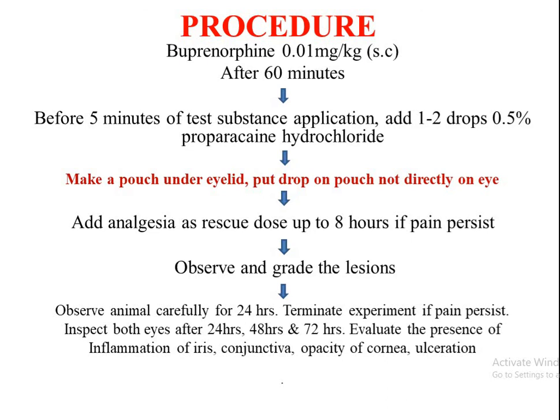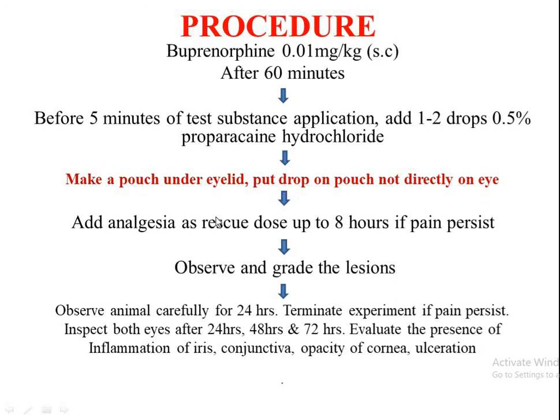In the procedure, first we will add buprenorphine as an analgesic, 0.01 milligram per kg subcutaneously. After 60 minutes of administering buprenorphine, we will add 1 to 2 drops of 0.5% proparacaine hydrochloride as an anesthetic. After 5 minutes of this, we will add the test substance. Administration of the test substance will be through the pouch technique.